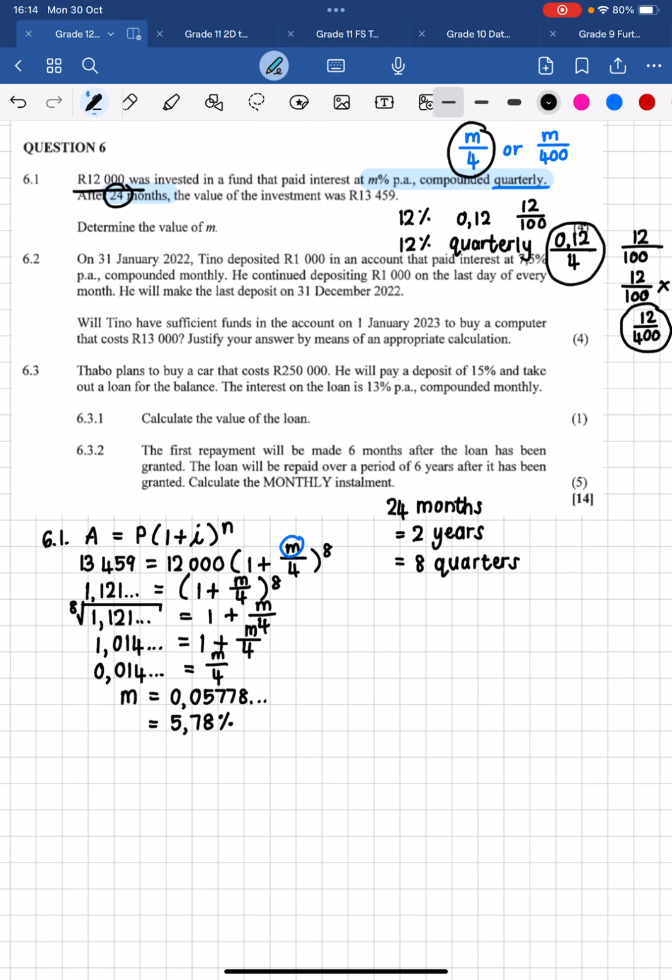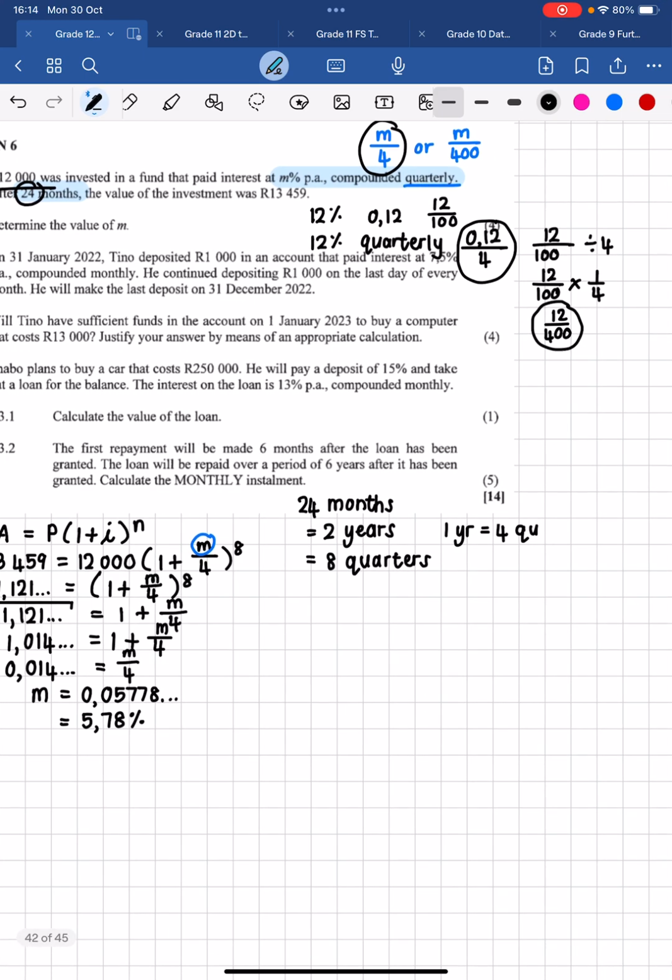How did I get 8 quarters? Because it's 24 months, which is 2 years. And remember, 1 year is 4 quarters. So I just multiplied 2 by 4 to get 8. Why did n change to 4?